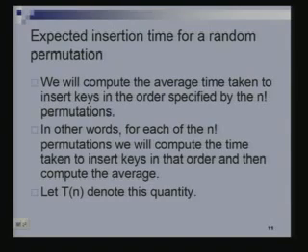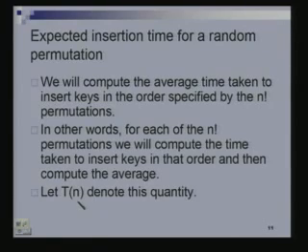So you will get this total time, this huge quantity, and will then divide it by n factorial to compute the average, and that will be the expected time it takes. To summarize, for each of the n factorial permutations, we will compute the time taken to insert the keys in the order specified by that permutation, and then we will compute the average. The average is computed over the n factorial permutations. We will denote this quantity by T of n. Whatever this value is, that will be T of n.